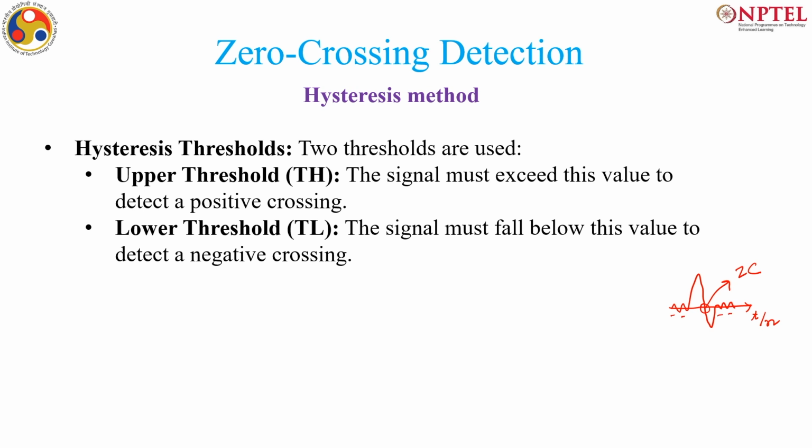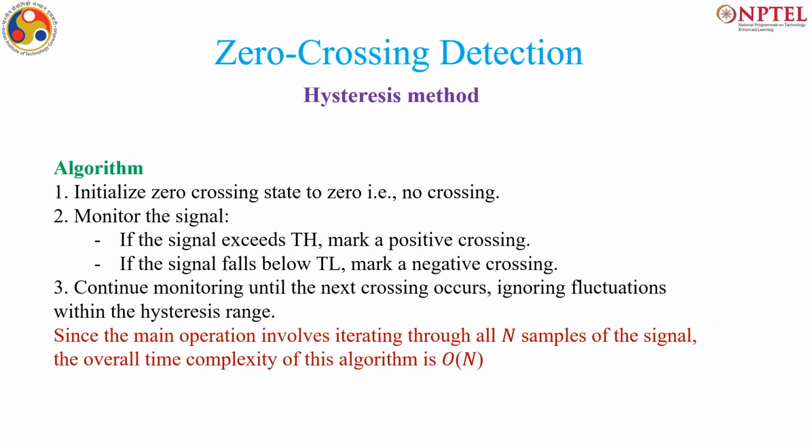So, how to solve this? We can have two lines which I call thresholds. One is the upper threshold, which is for the positive cycle, and the lower threshold, which is for the negative cycle. Typically these two values are taken to be equal, but there is no hard and fast rule. You can take your own thresholds. In this method you can actually remove the noise induced zero crossings by properly selecting the threshold value.